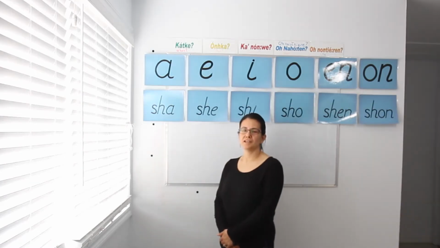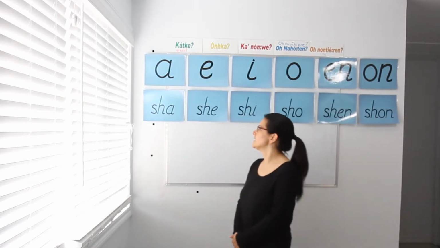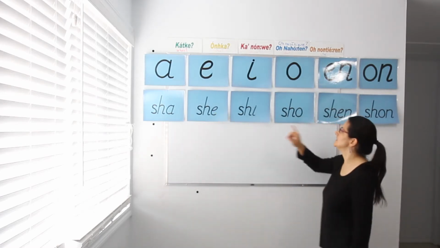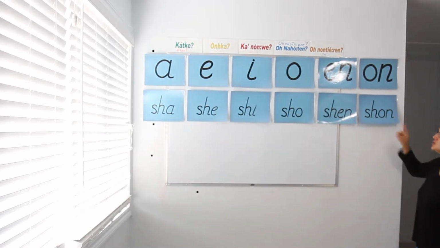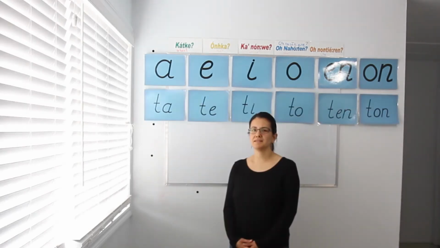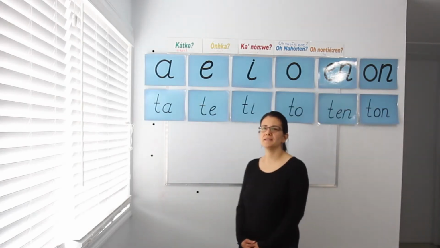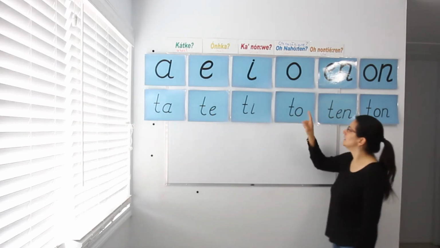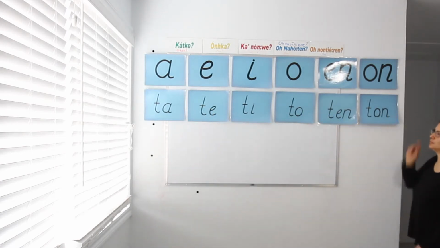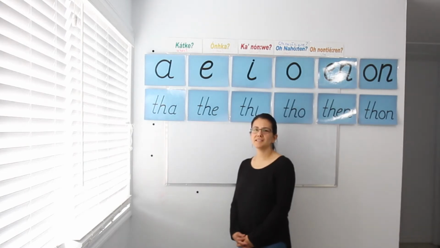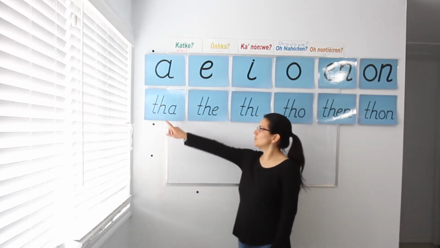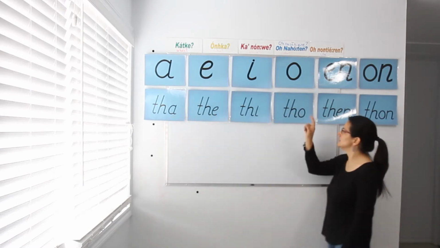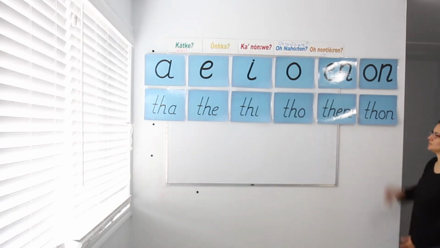And SH sounds like s. So SH with the vowel sounds goes sa, se, si, so, san, sun. And T makes the sound d. So incorporating T with the vowel sounds, da, de, di, do, don, du. And TH sounds like t. So incorporating TH with the vowel sounds, ta, te, ti, to, tan, tun.